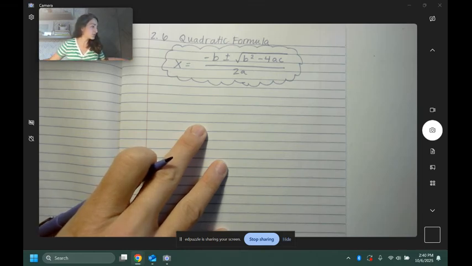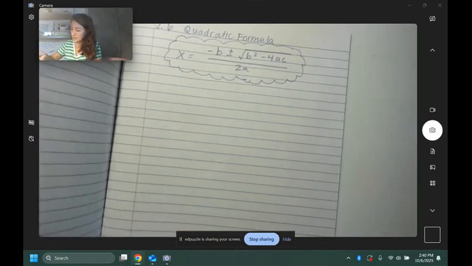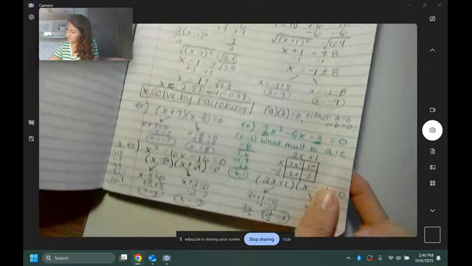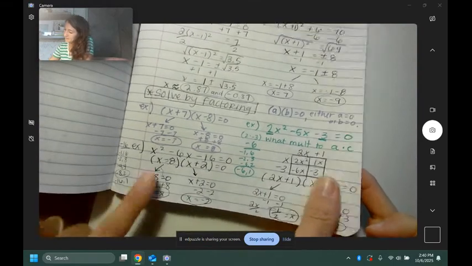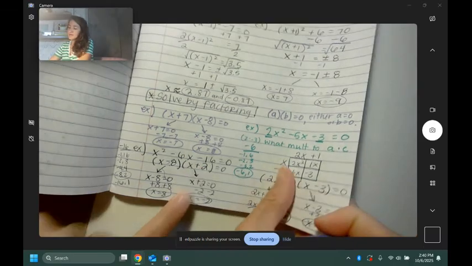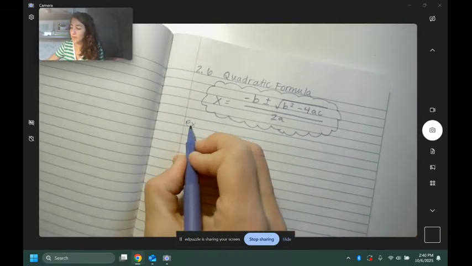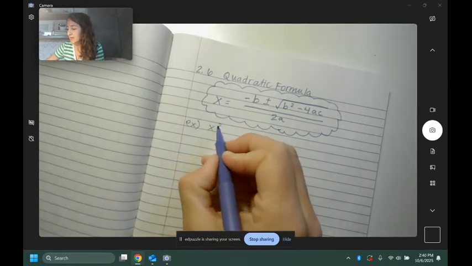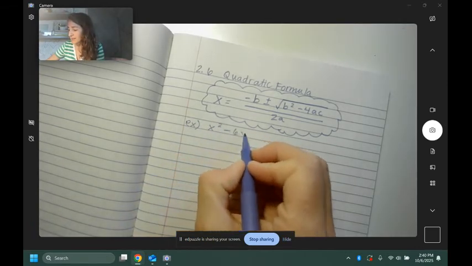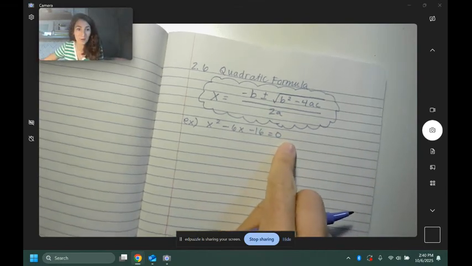So let's do one quadratic problem that we already kind of know the answer to. Let's do this one: x squared minus 6x minus 16. It's one we've done before, but we're going to solve it with the quadratic formula this time. x squared minus 6x minus 16 equals 0. Has to be equal to 0.